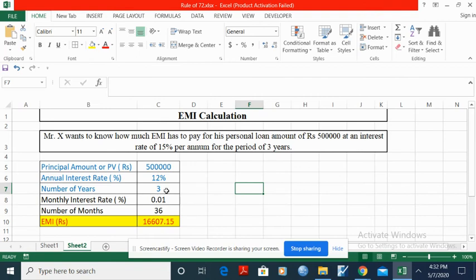Say, for example, if you change the number of years from 3 years to 5 years, the EMI will change. Similarly, assume that instead of 5 lakh rupees, you want to take a 10 lakh rupees loan. Automatically the value will change, and the monthly EMI will change. So this is all about EMI calculation.